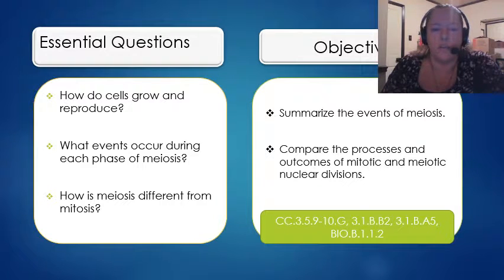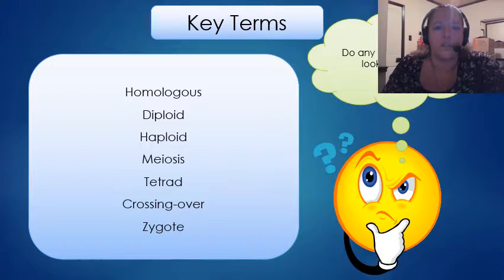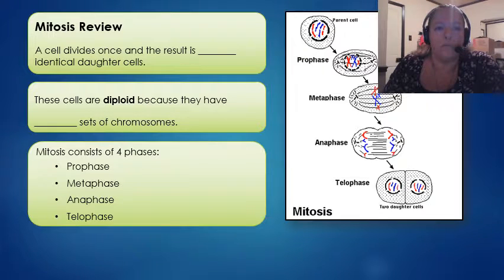By the end of this lesson, you should be able to summarize the events of meiosis and compare the processes and outcomes of mitotic and meiotic nuclear divisions. Some of the key terms you will be responsible for are homologous, diploid, haploid, meiosis, tetrad, crossing over, and zygote.